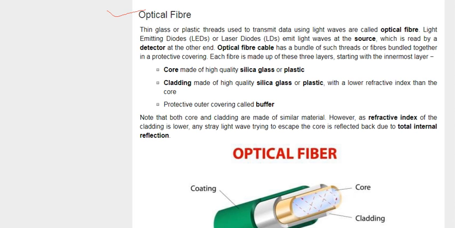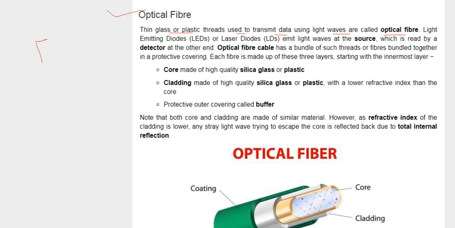So in optical fiber, the data is transferred in the form of light. So in that, thin glass or plastic threads are used to transmit the data using light waves. So that is called an optical fiber. So light emitting diodes, that is LEDs, or laser diodes, that is LDs, are used to emit the light waves at the source, which is read by the detector at the other end. So the working principle of optical fiber is that the light waves, that is LEDs, are used at the one end to transmit the data.